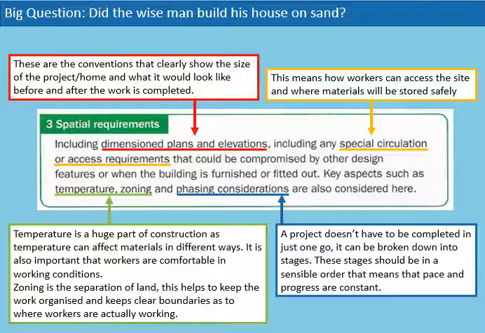Okay, so we're going to look now at the green highlight, which is temperature and zoning. So 2 different things there. Temperature is a huge part of construction, as temperature can actually affect the materials in different ways. It's also important that the workers are comfortable in the working conditions. And then zoning, that means the separation of land, so it helps to keep the work organised and keeps clear boundaries as to where workers are actually working and where they can actually go.